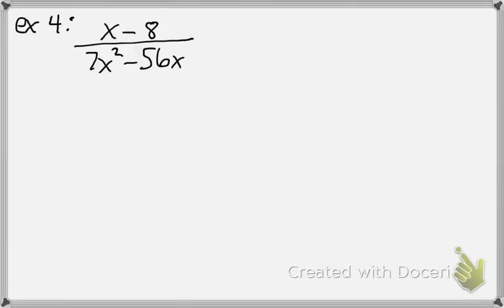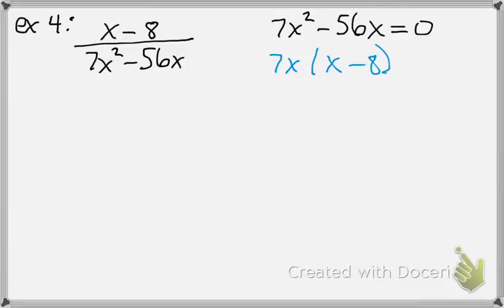Let's look at another example. So in our fourth example, we have an x minus 8 over a 7x squared minus 56x. Again, we're still following the same steps. So let's find our excluded values by setting our denominator equal to 0. When I set that equal to 0, now I look to factor. I can factor out a 7 and an x, and that's going to leave me with an x minus 8. All of that is equal to 0.